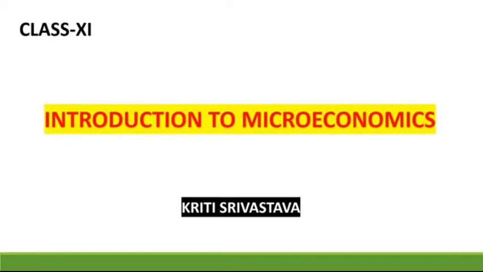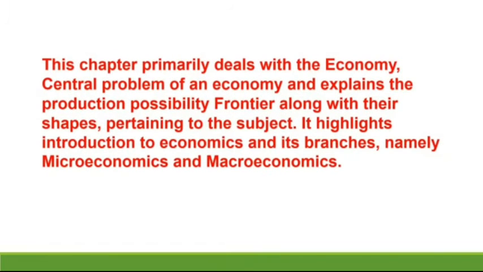First topic of this chapter. So let's first discuss the brief introduction. What is basically in this chapter? This chapter primarily deals with the economy, central problem of an economy, and explains the production possibility frontier along with their shapes pertaining to the subject. It highlights the introduction to economics and its branches, namely macroeconomics and microeconomics.